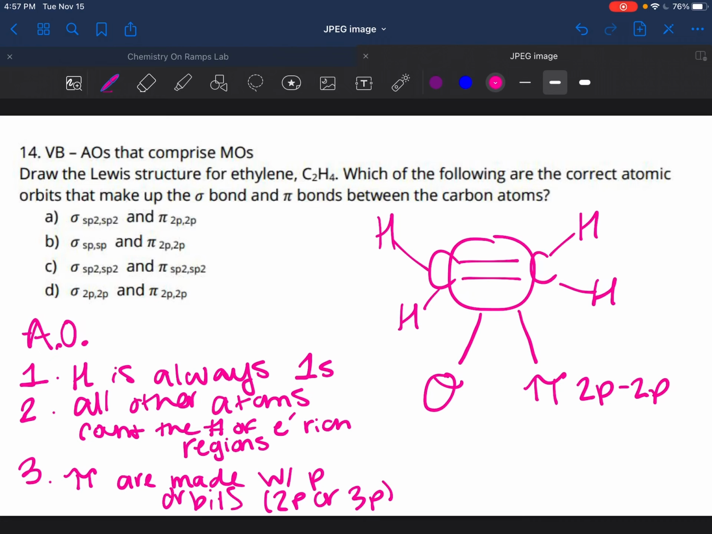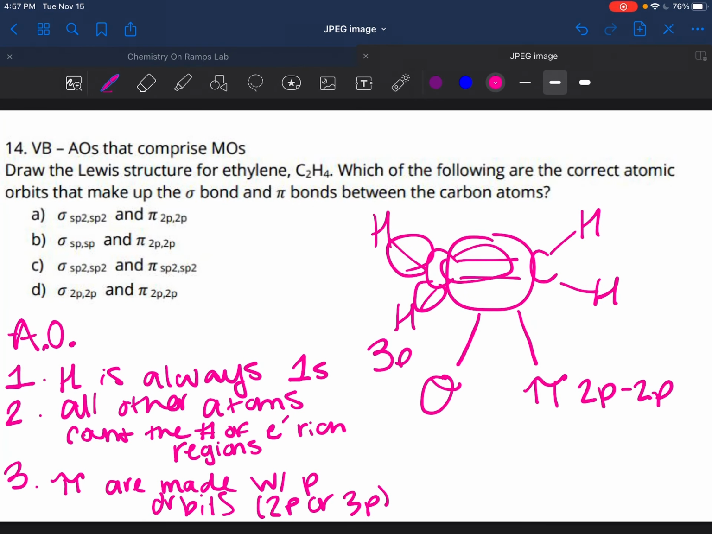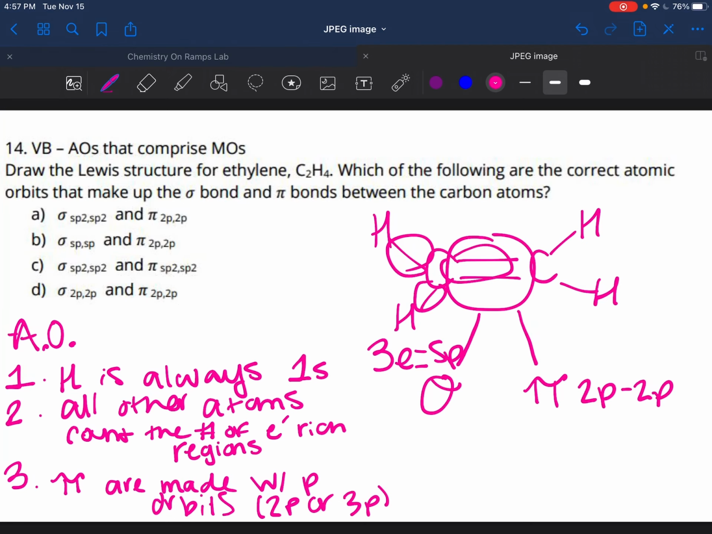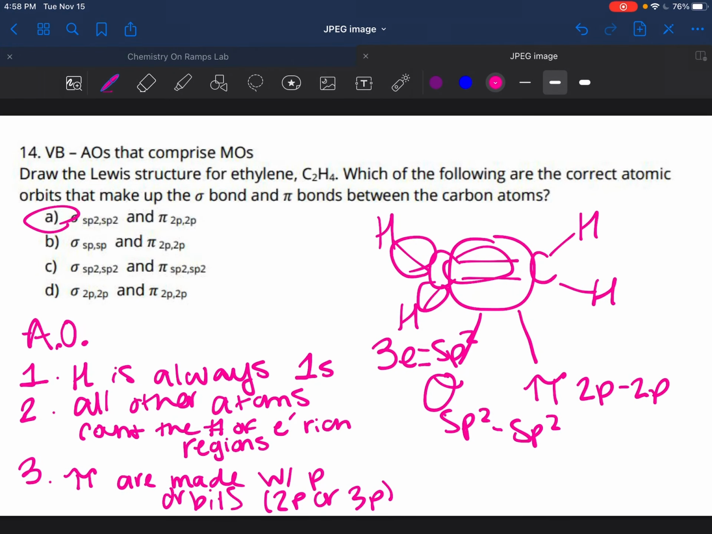Then we also have a sigma bond. For sigma bonds, we're going to count the number of electron-rich regions of each carbon, like we did earlier. 1, 2, 3 electron-rich regions. So that's going to give us a hybridization of sp2. So our sigma will be sp2, and the other carbon is also sp2 as well. So that gives us the answer of A. Once you practice this a little bit more, it'll get a lot easier.